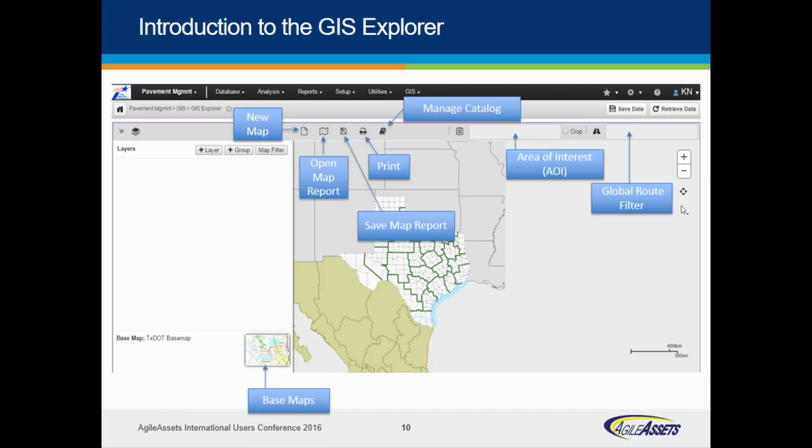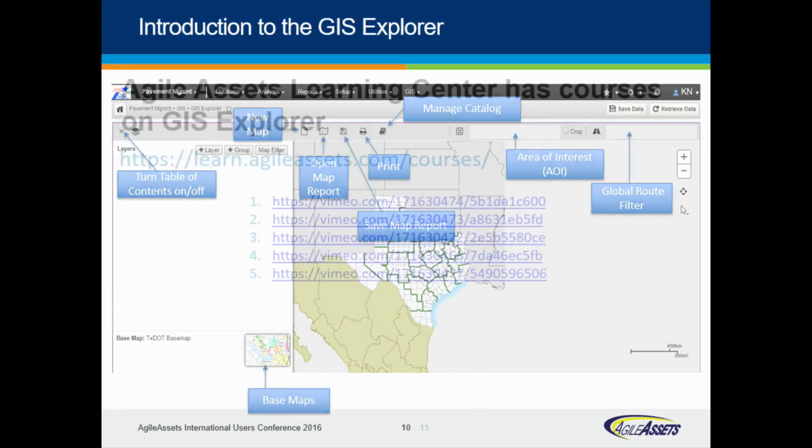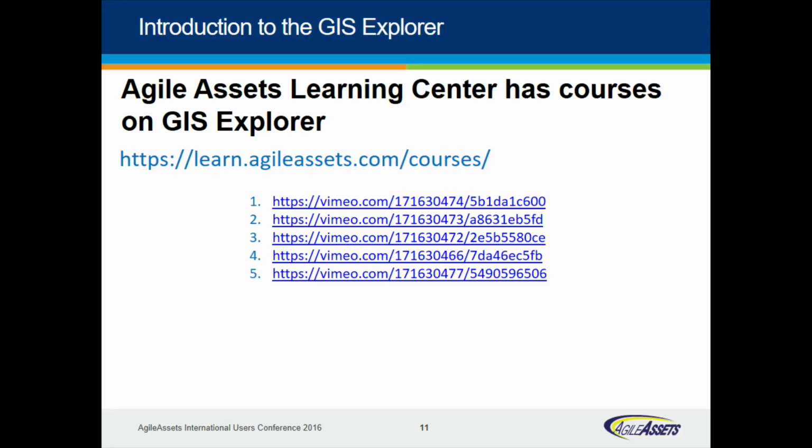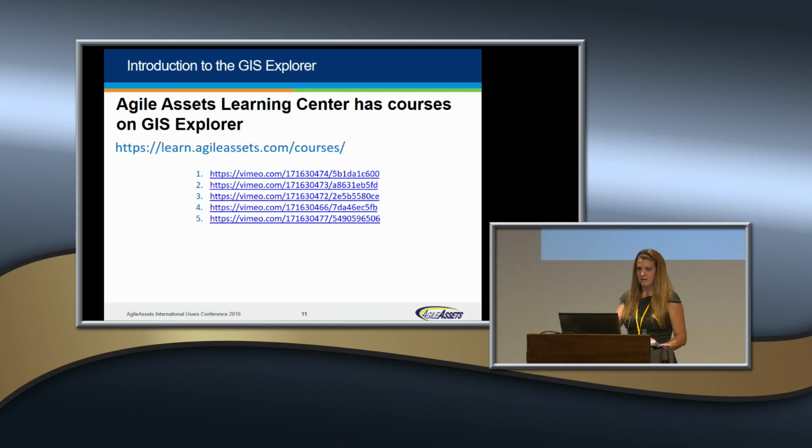Down here we have a whole bunch of different base maps, ESRI base maps, and we can also customize base maps if you've published to ArcGIS REST Services. And then this turns the table of contents on and off. You can toggle it off and on so you can see more of the map. We also have courses at AgileAssets Learning Center for GIS Explorer. If you'd like, you can take some of these courses and experiment with what it does.